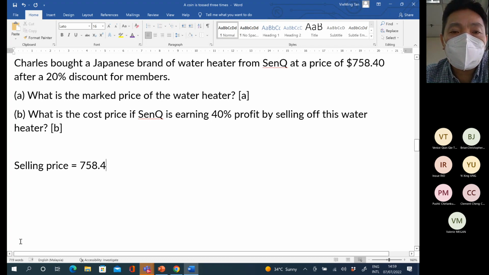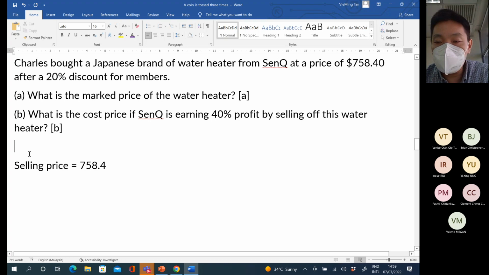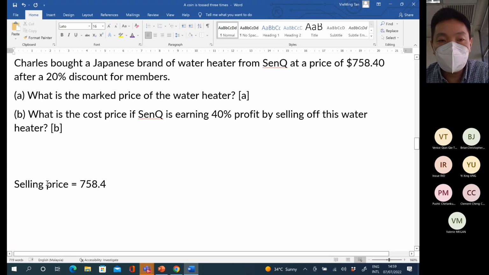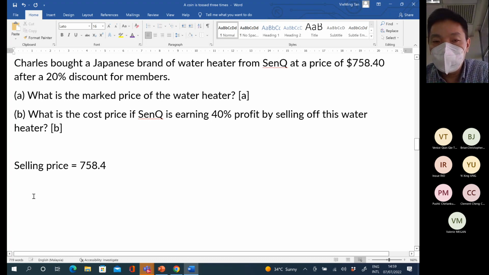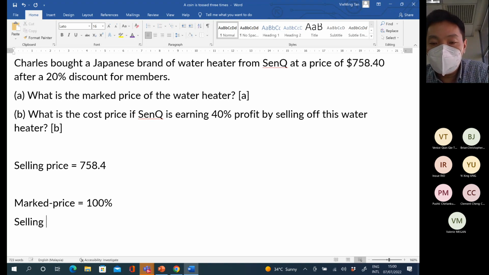So in order to answer this question, I think the best way is to just form the equation first. We know that, okay, this is the selling price, right? Selling price is this value. So to answer this question, it's better for us to do it this way, using the cross multiplication activity. So we know that the markup price is equivalent to 100%. Okay, it's the 100% price. And the selling price is 80% of the price, 80% only.